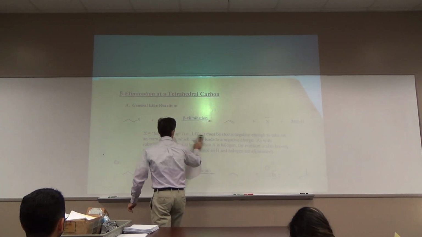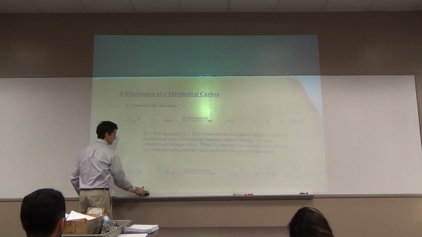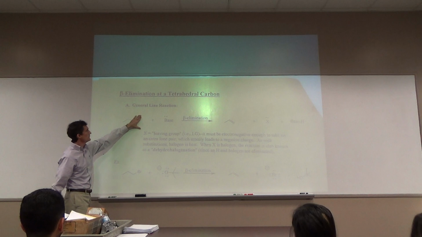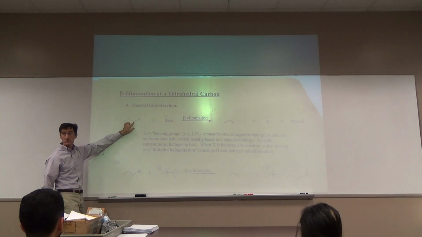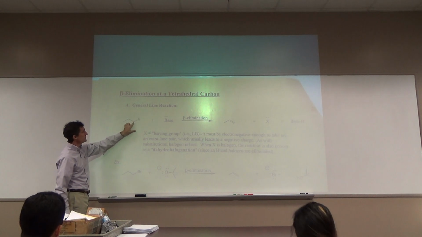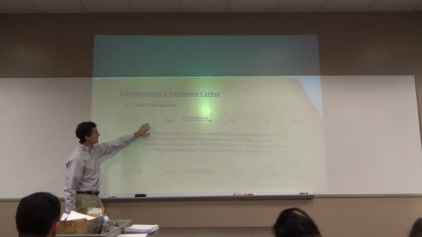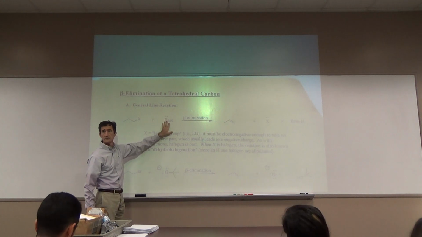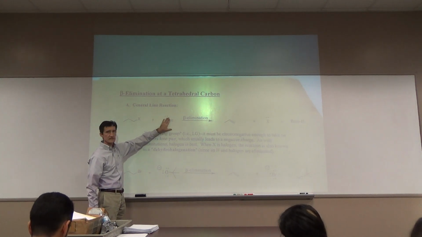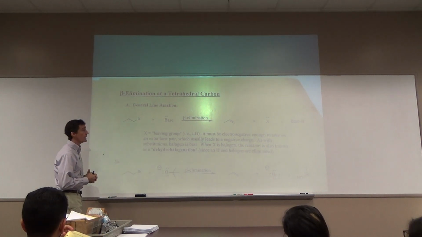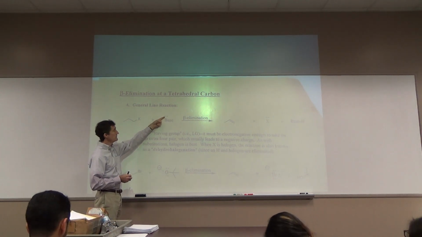Okay, elimination. This is set up just like the beginning of the substitution. The general reaction, you're going to have a carbon with a leaving group. Of course, tetrahedral carbon, right? Tetrahedral carbon with a leaving group. We're going to have a base. This is going to be analogous to our nucleophile. But here, this guy is going to take an H. And when it takes an H, we call it a base. Typically, they have a lone pair.